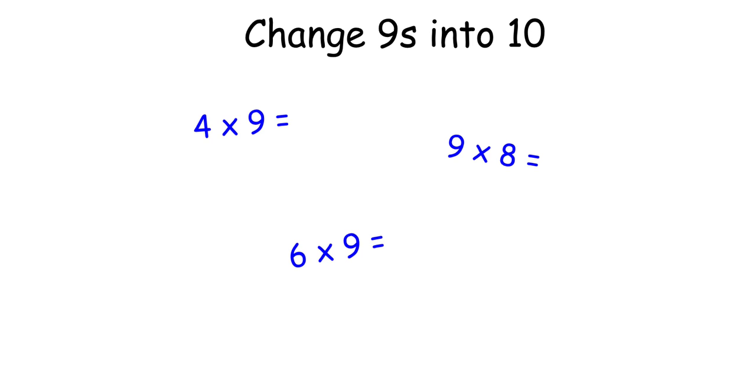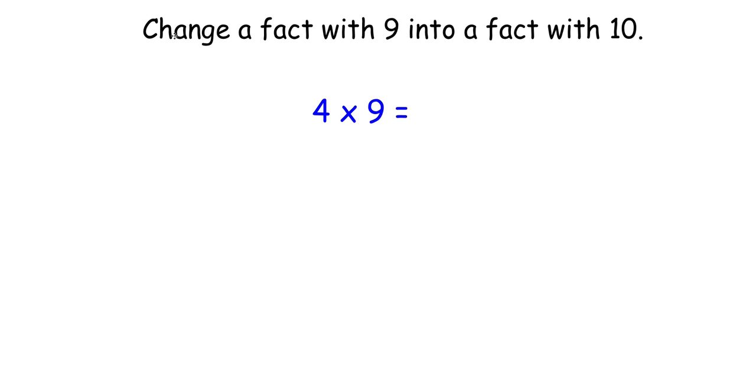So what does the strategy look like? Here it is. Change a fact with 9 into a fact with 10. So here we're going to work with 4 times 9. Instead of having 4 times 9, I'm going to change that into 4 times 10, because I'm going to get an answer that's really close to the fact of 4 times 9, and 4 times 10 is a pretty simple fact. It's 10, 4 times: 10, 20, 30, 40. So the answer for 4 times 10 is 40. So our answer's got to be pretty close to 4 times 9.